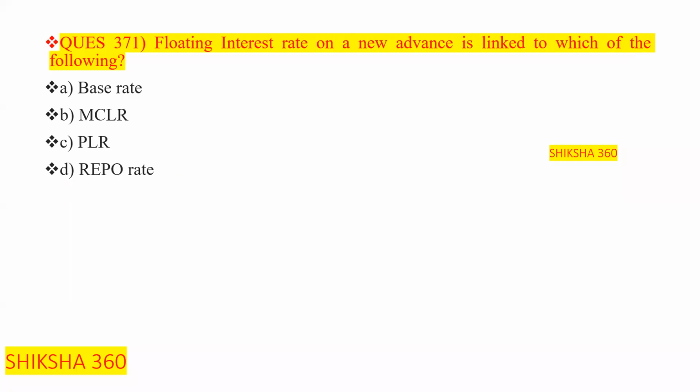Now move to the next question, 371. Floating interest rate on a new advance is linked to which of the following? Base rate, MCLR, PLR, that is BPLR, or repo rate.